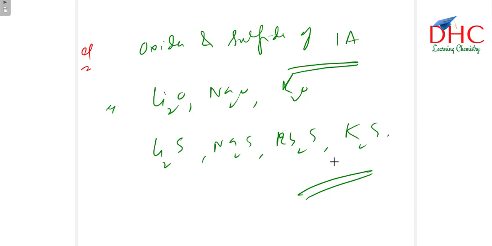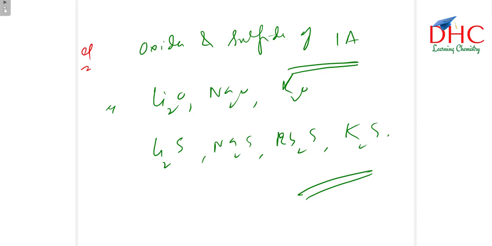ये जो सारे हैं, ये सारे स्ट्रक्चर्स दिखाएंगे एंटी फ्लोराइड टाइप in which oxide goes for packing and लिथियम आयन जो है it goes into the voids which are tetrahedral voids. So all these things you should understand. Once you remember the examples, you can get to know the structures easily. I hope you understand it.